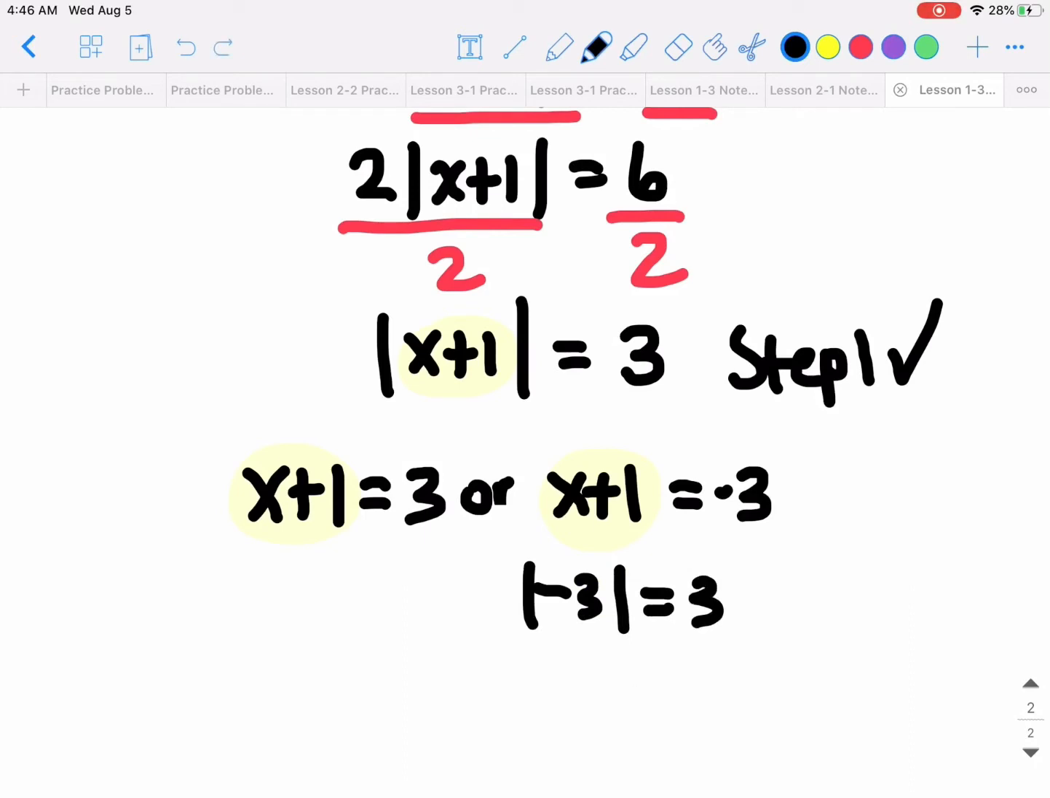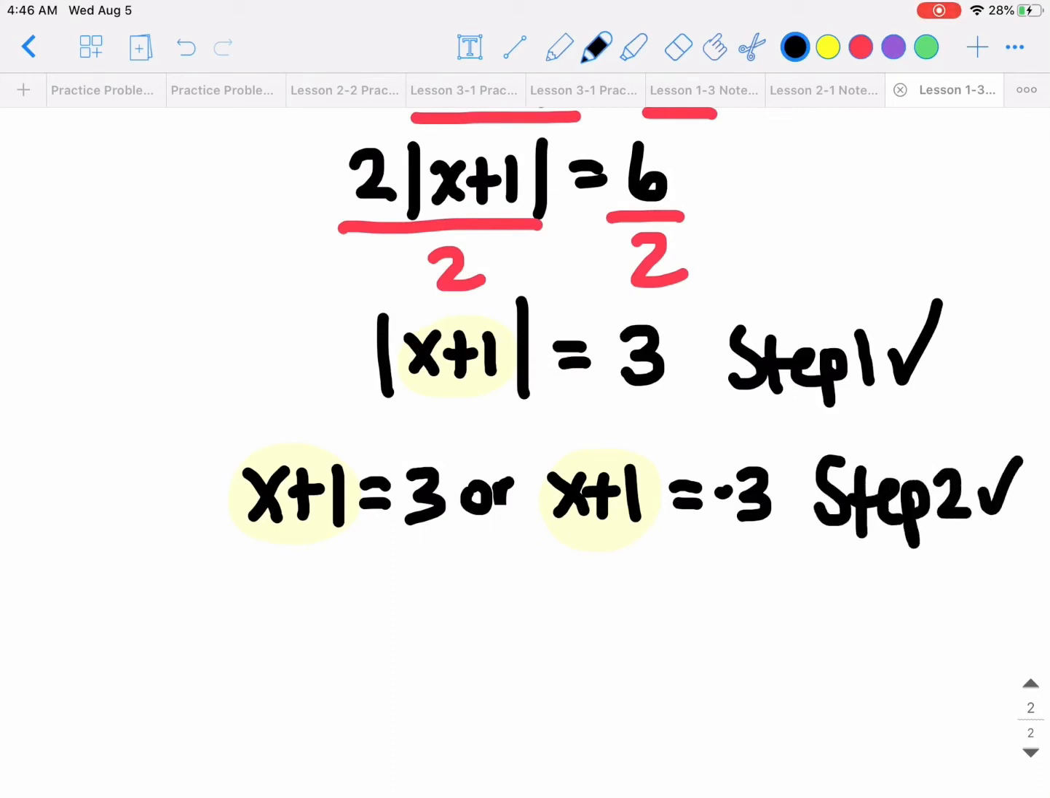So those are the two things that I can set x plus 1 equal to that would make the absolute value equation true. So these are the two equations. That takes care of step 2. I wrote the two equations. And now I'm going to solve.